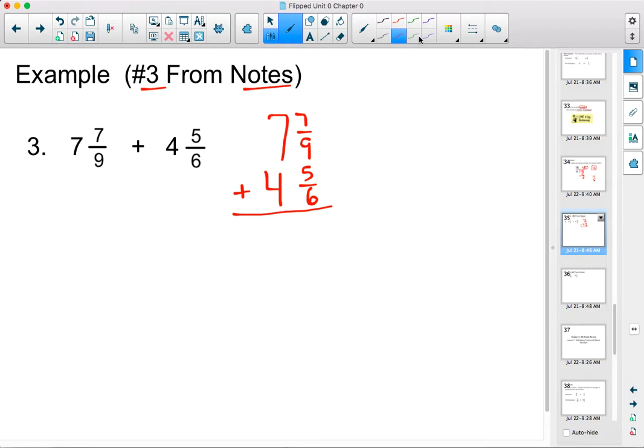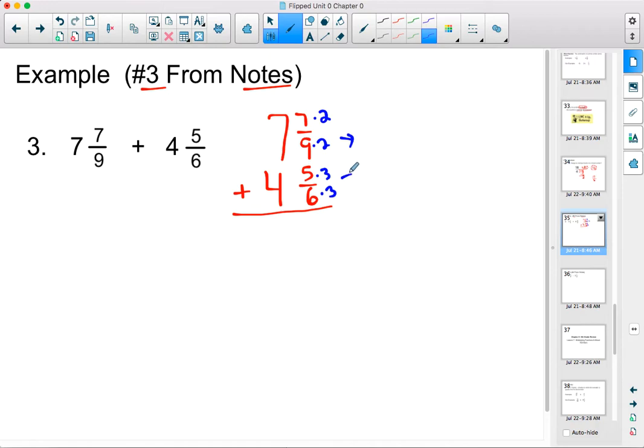Okay, so I'm going to switch colors here. We need to find a common denominator for 9 and 6. You could use some of your common denominator methods. I know that the LCD is 18. So to get an 18 from a 9, we have to multiply by 2. If I do that to the denominator, I do the same thing to the numerator. To get an 18 from a 6, we have to multiply by 3, and then we multiply our numerator as well.